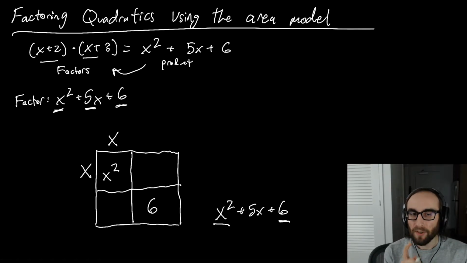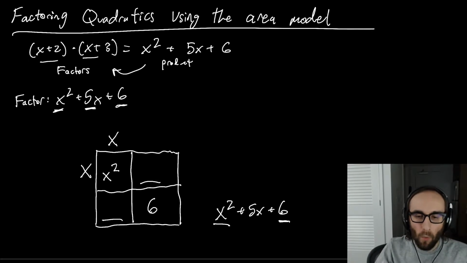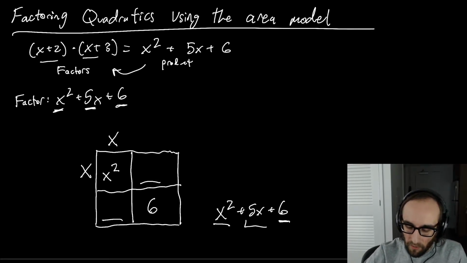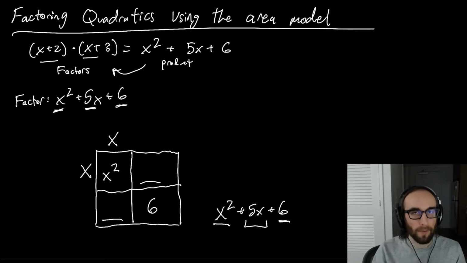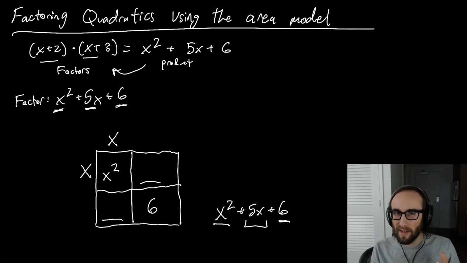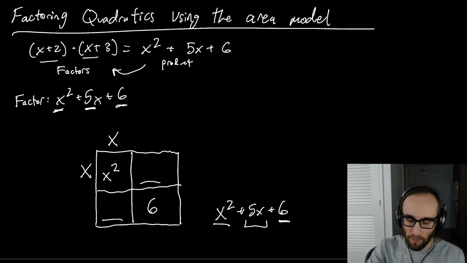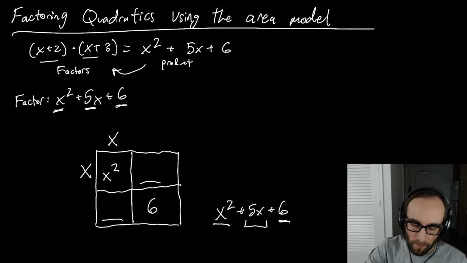However, we actually don't know what we can put in these two boxes that are remaining. And the reason why is we know they're going to add up to 5x, but there are different ways we could split this up. Is it 4x and 1x? Is it 3x and 2x? How do we want to split this up? And when we have higher numbers, there's a lot of different ways we could split it up too. What we're going to do is use what we know about the area model to figure out how do we find these two numbers that we split the middle term into.